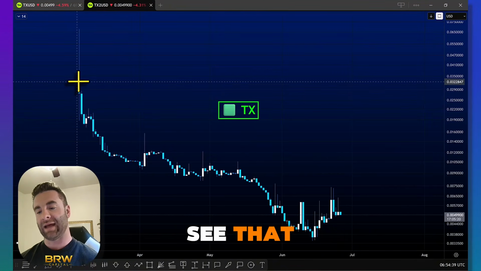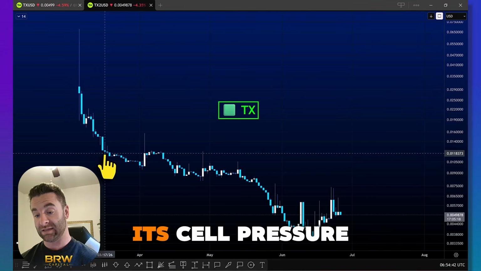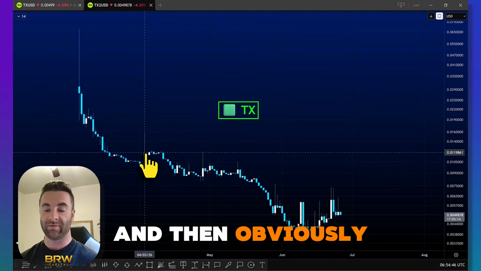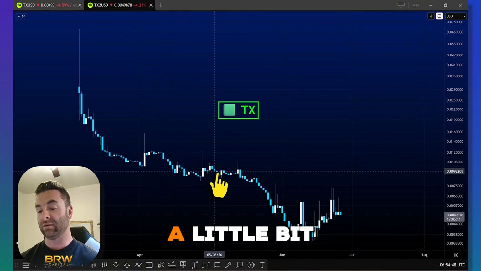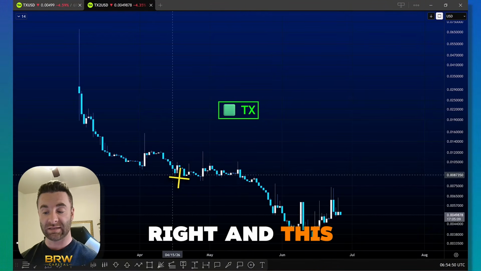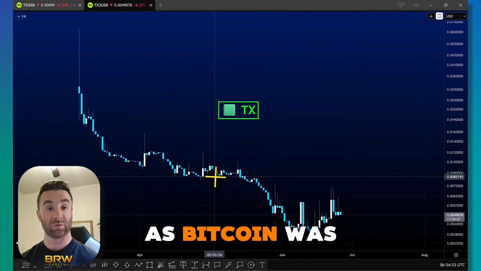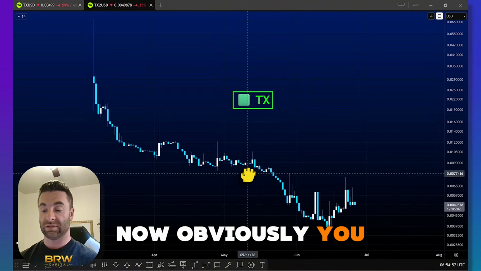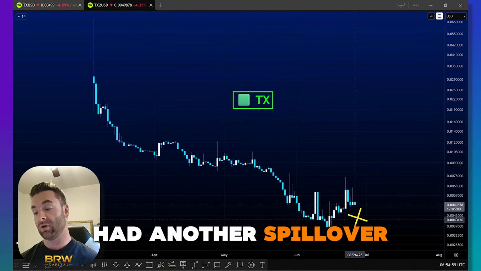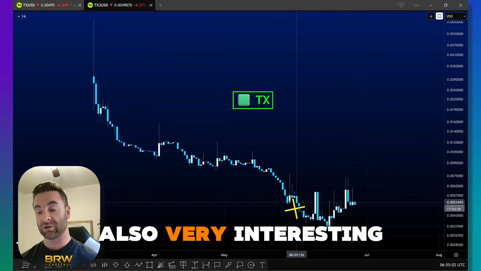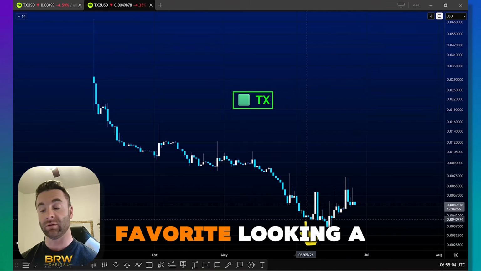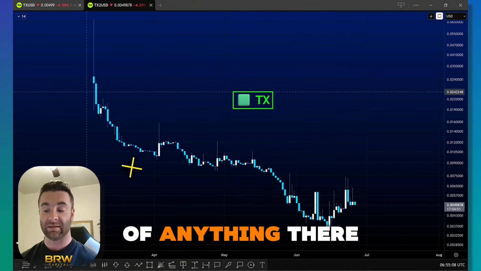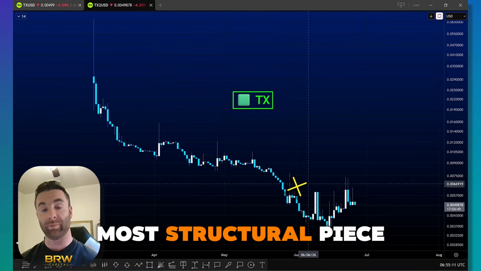But you could see that as it had increased momentum in its sell pressure, it started to stabilize just a little bit. And then obviously we had a little pump and then had a little bit of a consolidative strength, right? And this is the time where it was actually, as Bitcoin was moving up, this was stabilizing a lot better. Now, obviously you can see we had another spillover, and then this little area is also very interesting because to me, this is my favorite looking piece because there's structure here. If anything, out of anything, this is the most structural piece.